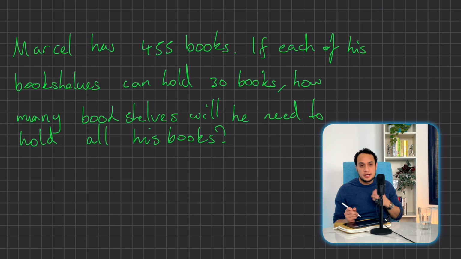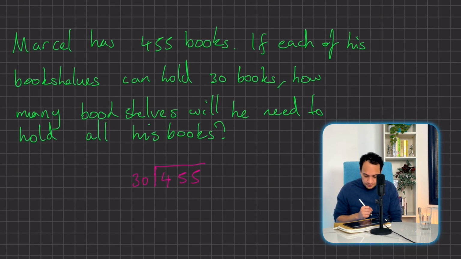Okay, so here we've got a bit of a stranger problem. Marcel has 455 books. If each of his bookshelves can hold 30 books, how many bookshelves will he need to hold all his books? Again, it's a division problem, but with a slight twist. And we're going to put 455 because that's what we're dividing. And we know how many books each bookshelf can hold. So we're going to do 30.